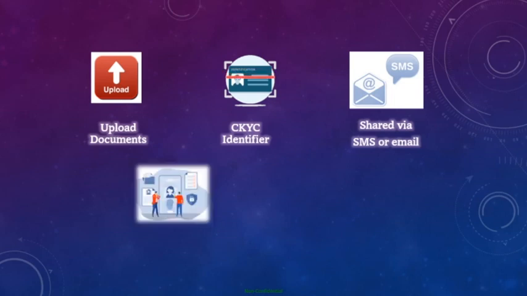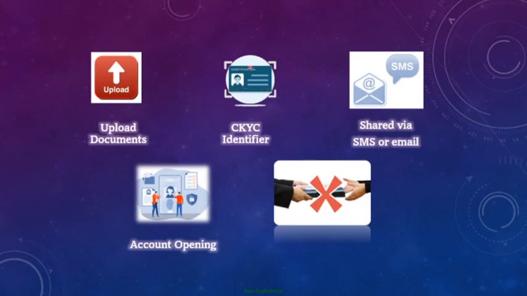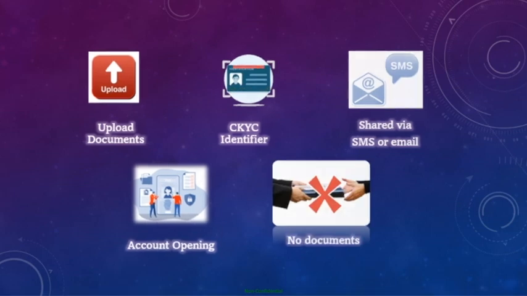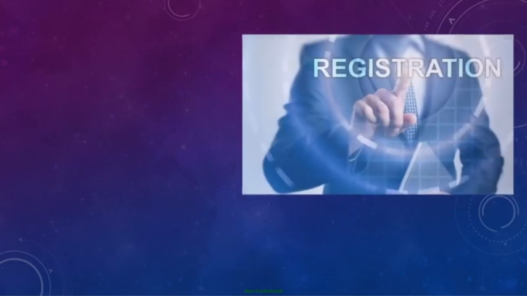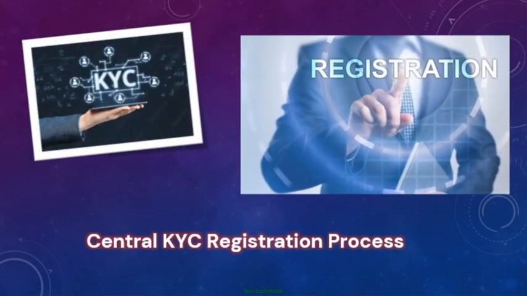The customer can use the CKYC identifier for KYC purposes with any other financial service provider at the time of account opening. Your institution can simply download the KYC information from CKYC instead of collecting all the documents all over again. To gain access, you need to first register on the central KYC portal.